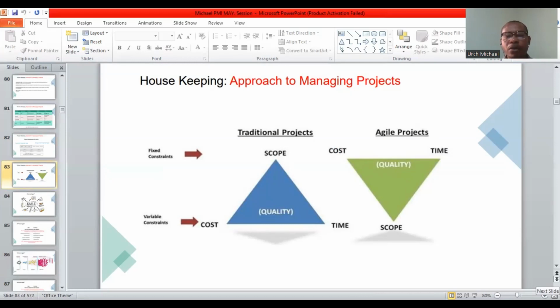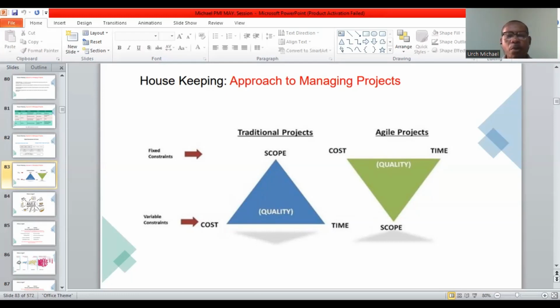Yeah. So we need to understand the constraints in both kinds of project life cycles. When I say constraints, we mean the factors that are fixed, or that affect your decisions in a project, or factors that control your activity in a project. So we have the traditional project life cycle and also the Agile project life cycle. For the traditional project life cycle, the fixed constraint is the scope.